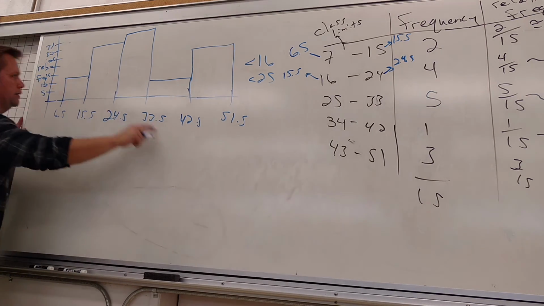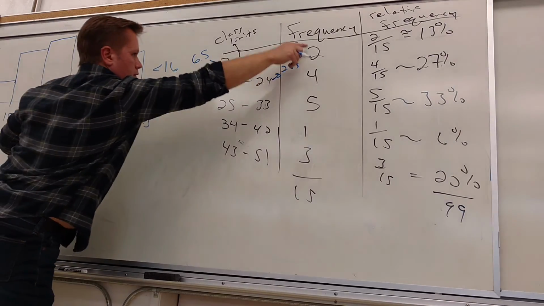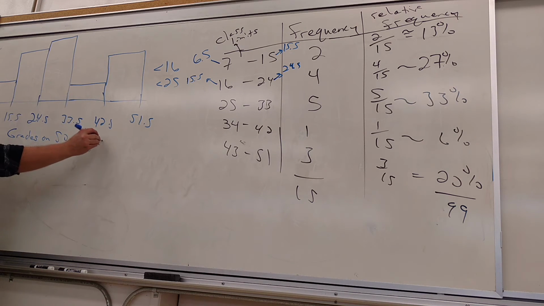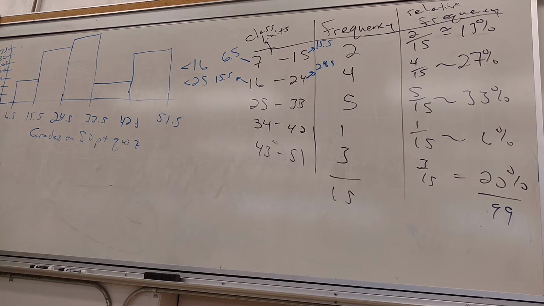So what do I label this? This is going to be relative frequency. I could have asked you to make a frequency distribution, and then you would have used these numbers. What was the idea here? The grades on a 50-point quiz. So it looks like a lot of people got in this region, and not as many people got the higher grades. Exactly.